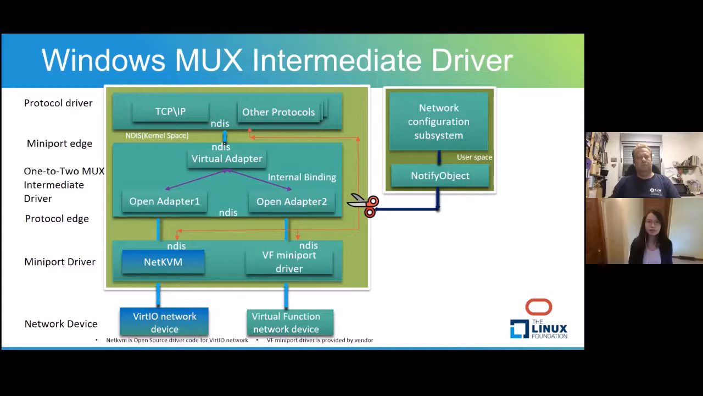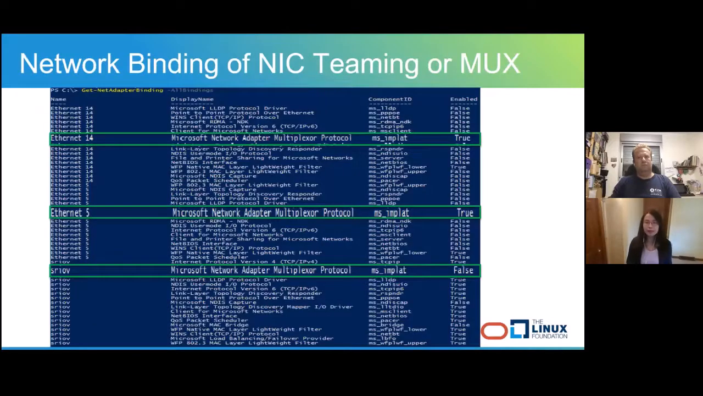This snapshot shows the binding details of NIC Teaming and the MUX driver. They show similar binding, so I only pasted one for both. Ethernet 14 and Ethernet 5 are the VF and the virtual network adapter connections. They only bind to the network adapter multiplexor protocol. And the SR-IOV network connection is generated by the NIC Teaming or the MUX driver model. It binds to all necessary upper layer protocols, but it doesn't bind to its own protocol driver.